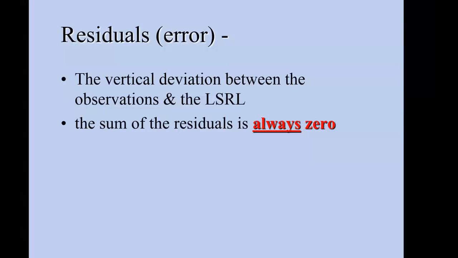If we add up the residuals from an LSRL, we always should get 0. This kind of goes back to calculating standard deviation. We have to square it when we're doing standard deviation in order not to get 0 when we sum it up.